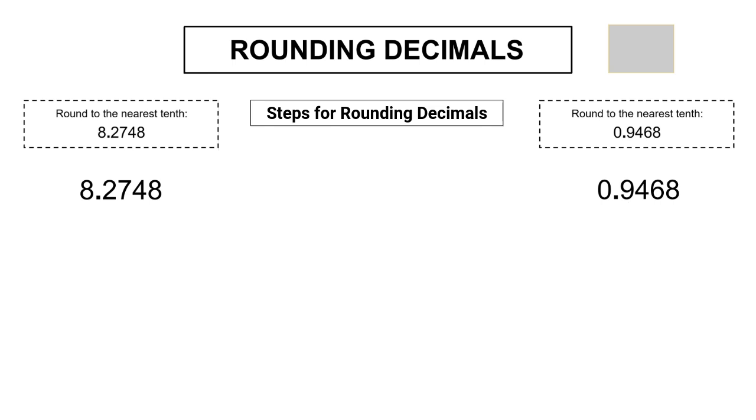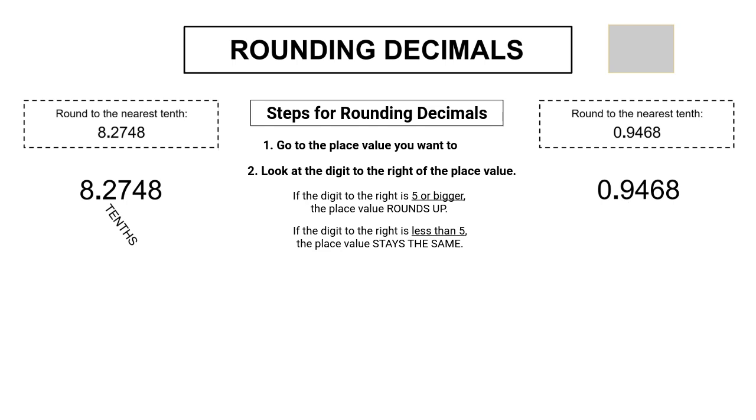So step 1, go to the place value you want to round. For the problem on the left, I want to round this to the nearest tenth. So first I'm going to go to the tenths place. There we go, the 2. Next step, you look at the digit to the right of the place value.